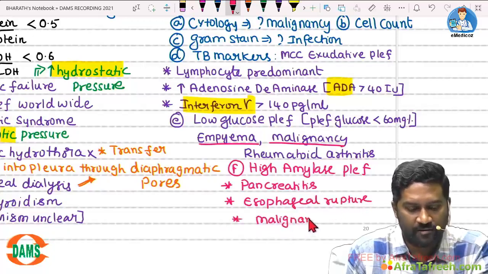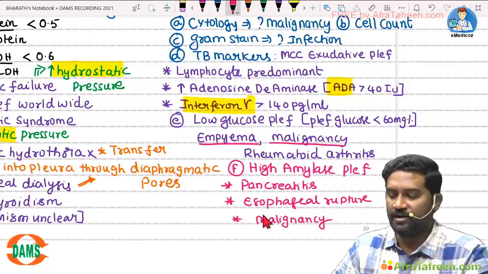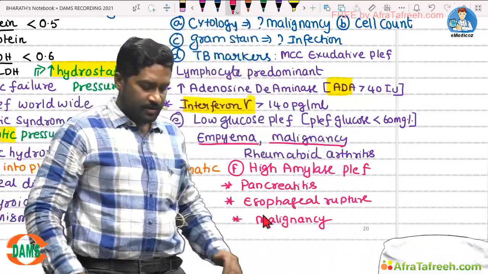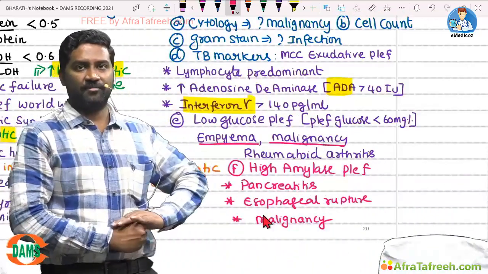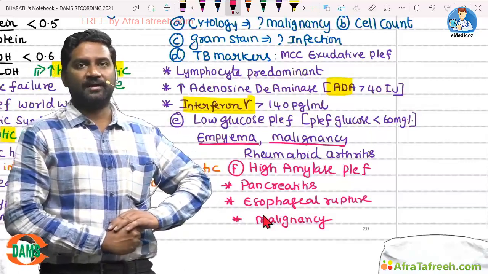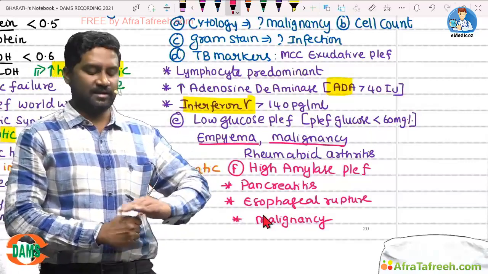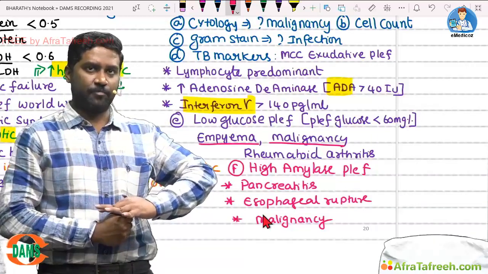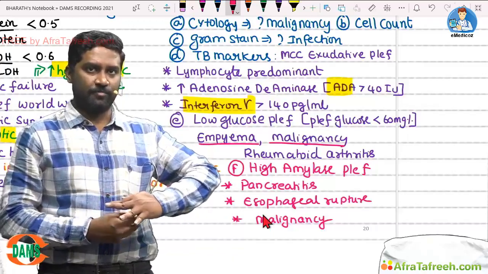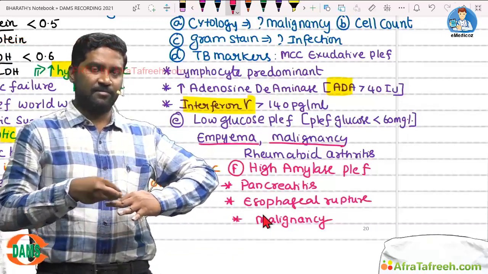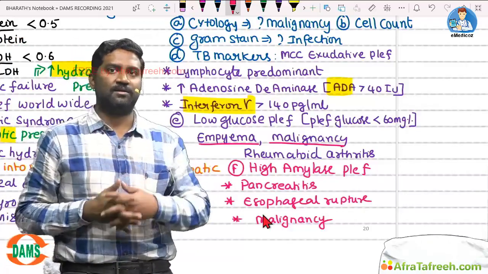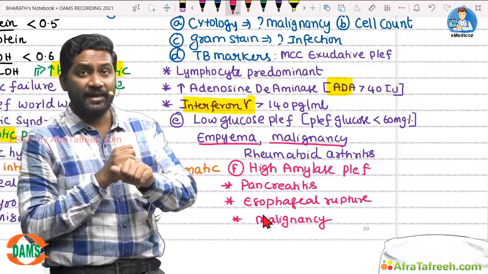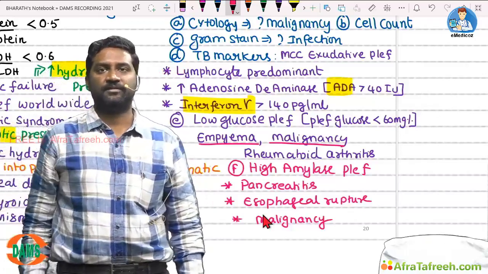Now what is the reason for pleural effusion here and why is it high amylase? First we will see pancreatitis. You know that your pancreas is an infradiaphragmatic structure. Whenever your pancreas is getting inflamed, it can irritate the diaphragm. Whenever the diaphragm is irritated, the diaphragmatic pores can open. Through these diaphragmatic pores, pancreatic-rich inflammatory fluid comes into the pleural cavity. And what does pancreatic inflammatory fluid contain? Amylase.